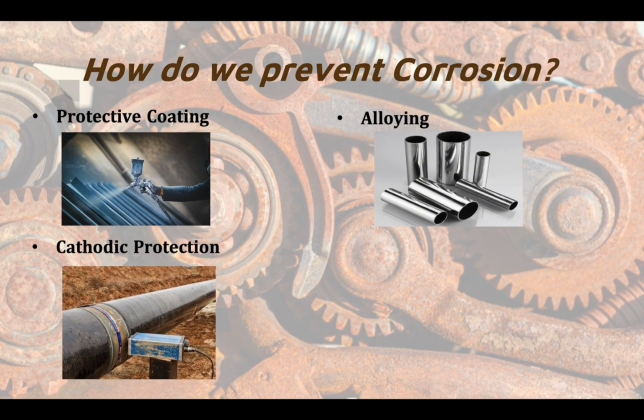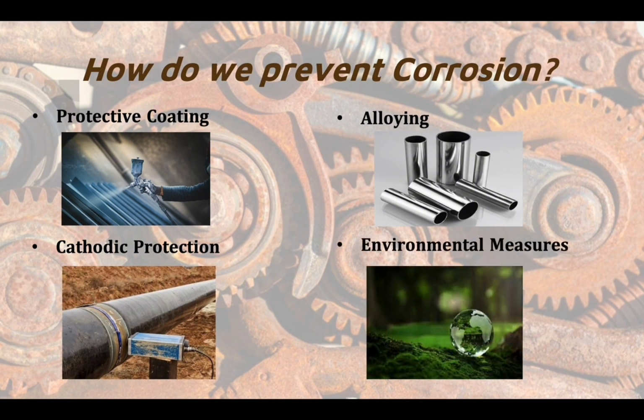Followed by cathodic protection, a technique used to control the corrosion of a metal surface by making it the cathodic side of an electrochemical cell. Lastly, the environment plays a significant role in the corrosion process, so by controlling the environment, you can prevent or reduce the rate of corrosion.